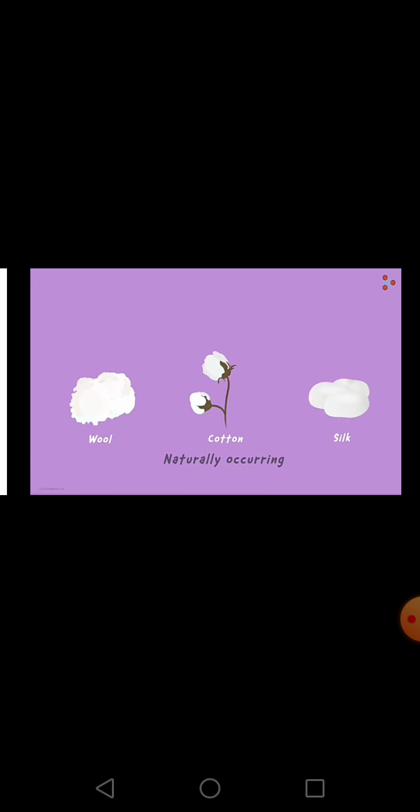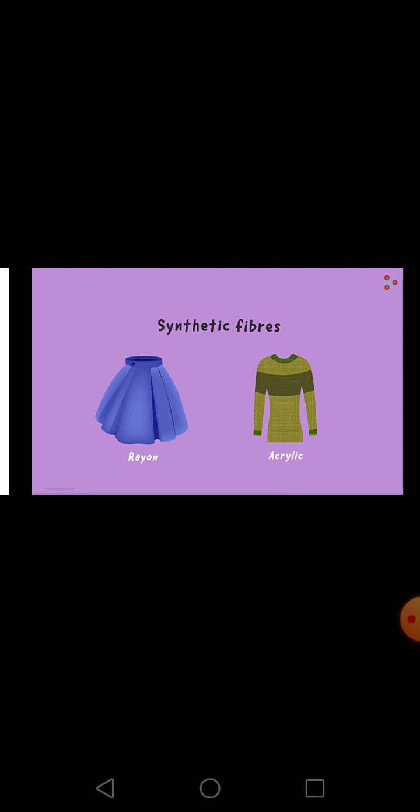Natural means naturally occurring, such as wool, cotton, silk. These are all natural. Jute is also a natural fiber. Next, synthetic fibers. Synthetic fibers are man-made. They are not obtained from any natural source, that is, plants or animals. Many examples are there in the video. In the slide you can see two types of synthetic fibers, rayon and acrylic. In this chapter you will learn about more synthetic fibers.